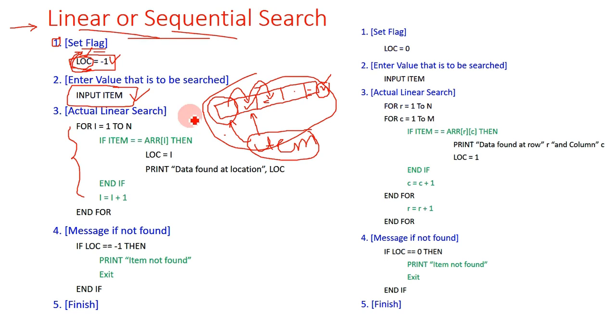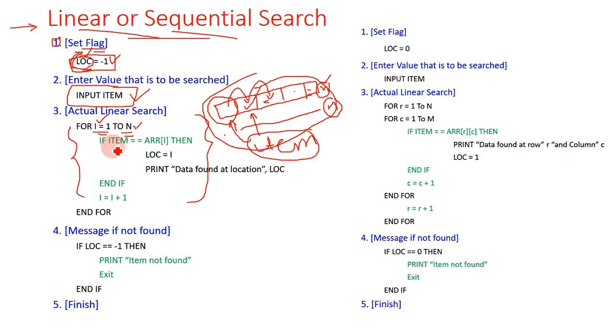At the third step, which is the actual process, the item is compared with the first location, the second location, the third location and the fourth location. For this purpose we need a for loop. We need a loop that will start from the first location and will go till the last location of the array, that is n. So for this we assign the index I from 1, and this index will go till n, the size of the array. Inside this for loop we will compare the item with the value at that index from 1 to n.